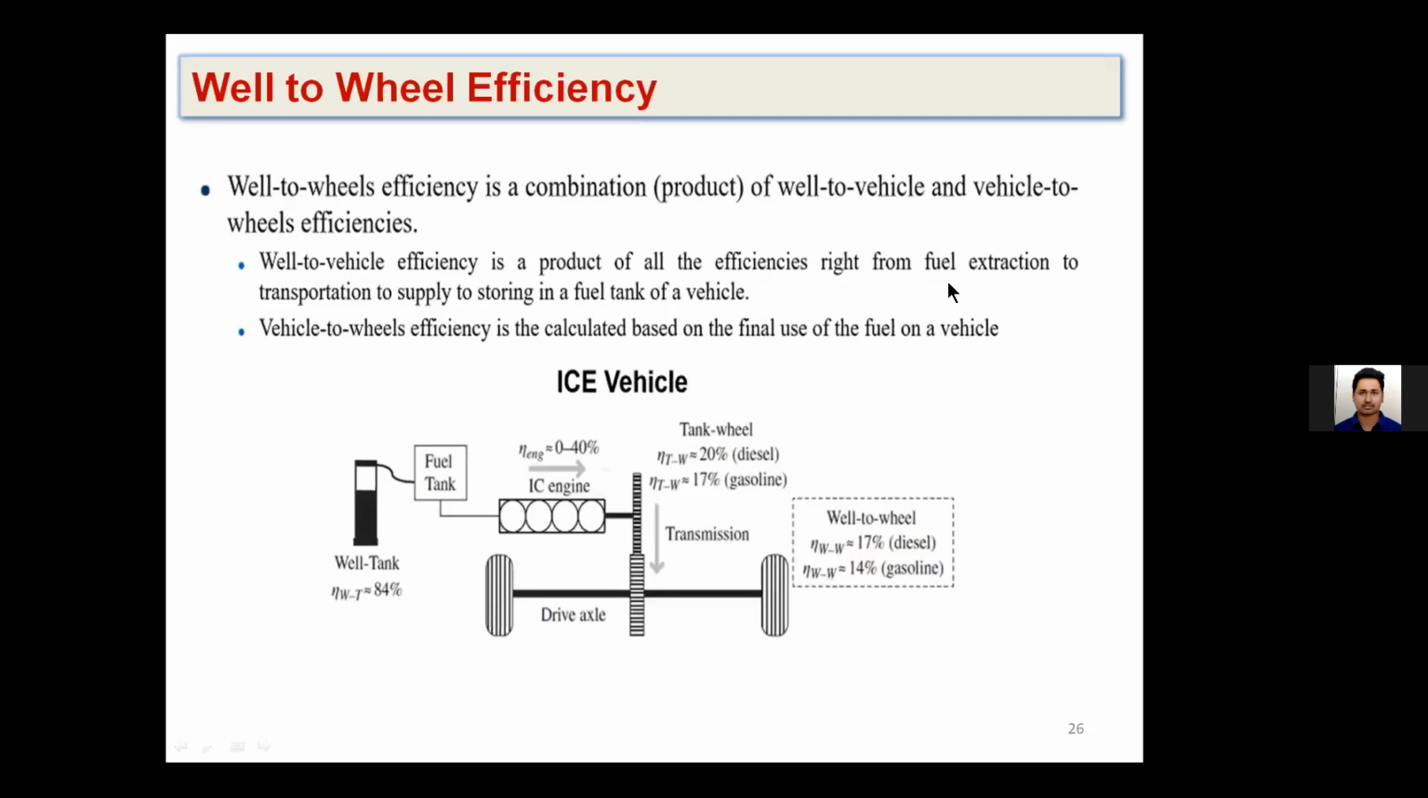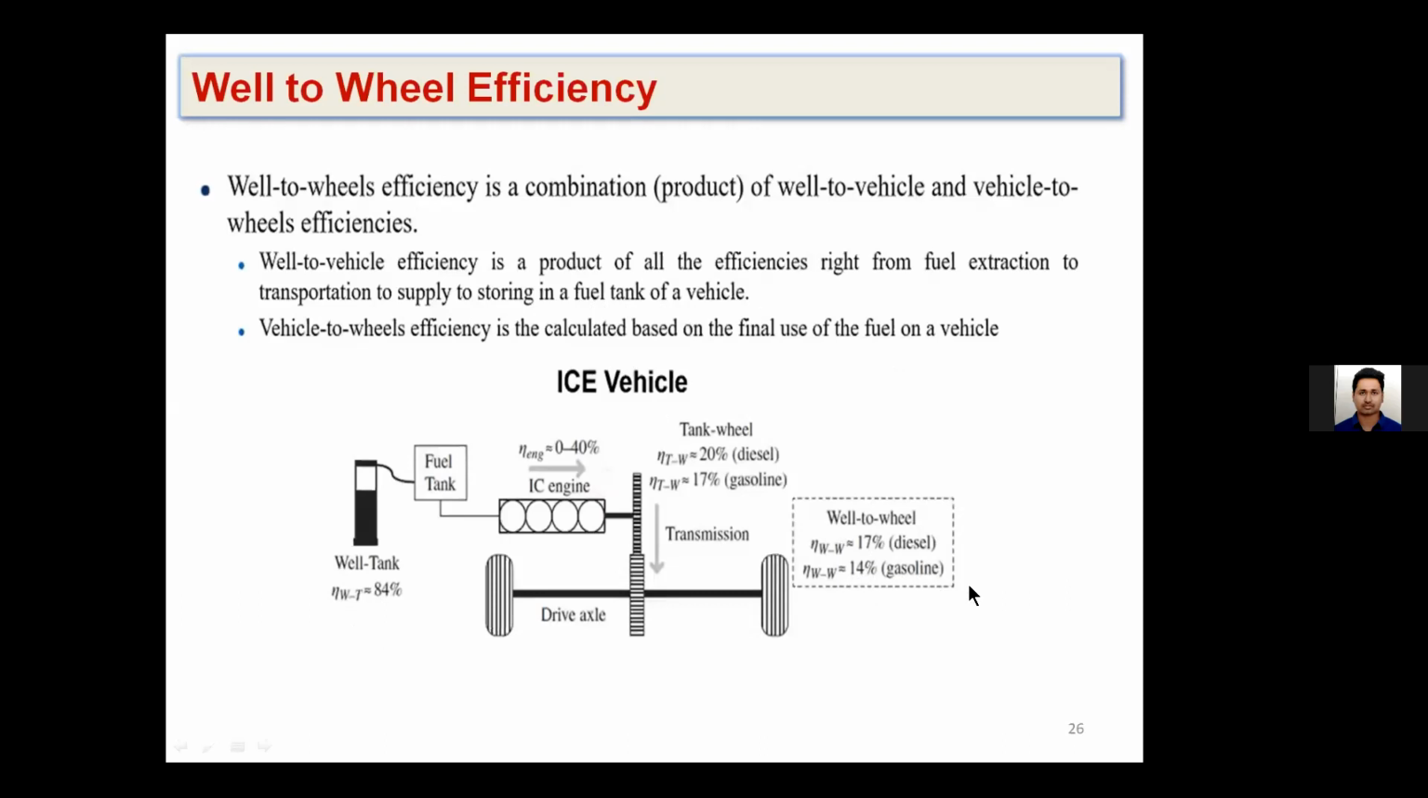Okay. So right from the fuel extraction to the transportation, the supply, and the storing in the fuel tank of the vehicle, it takes care of the start to stop. I mean, from the starting onwards, where we procure the fuel, it is taken into account. And the vehicle-to-wheel efficiency is based on the final use of the fuel in the vehicle. So for a typical conventional IC vehicle, the well-to-wheel efficiency for a diesel engine is around 17%, and for a gasoline based vehicle, it's around 14%.